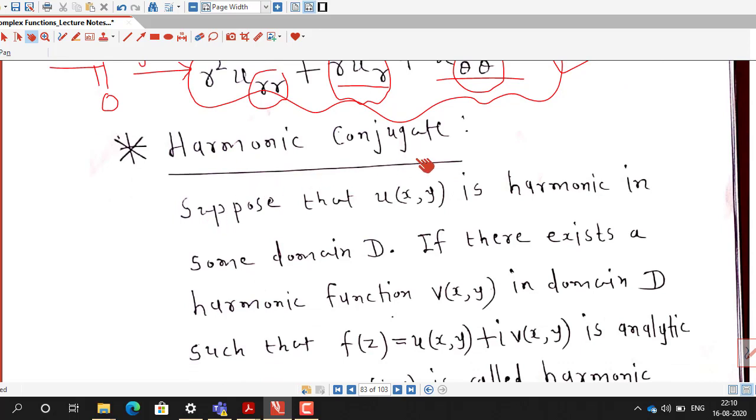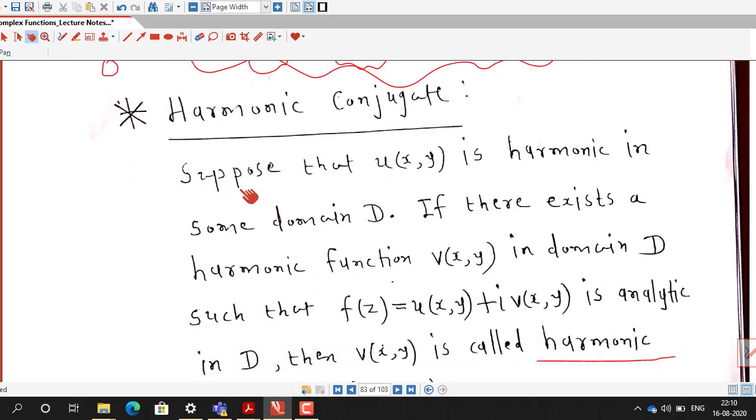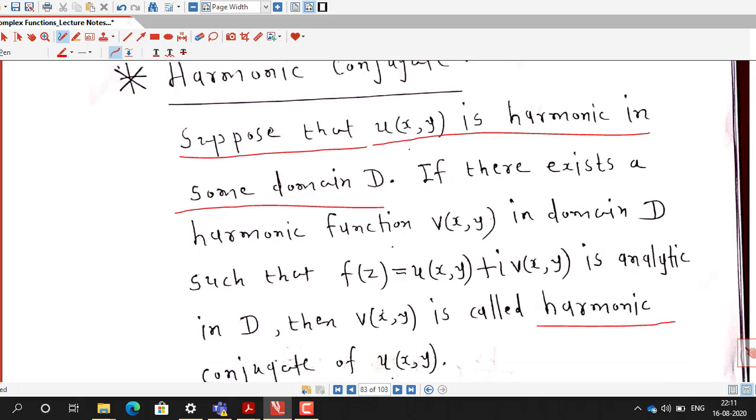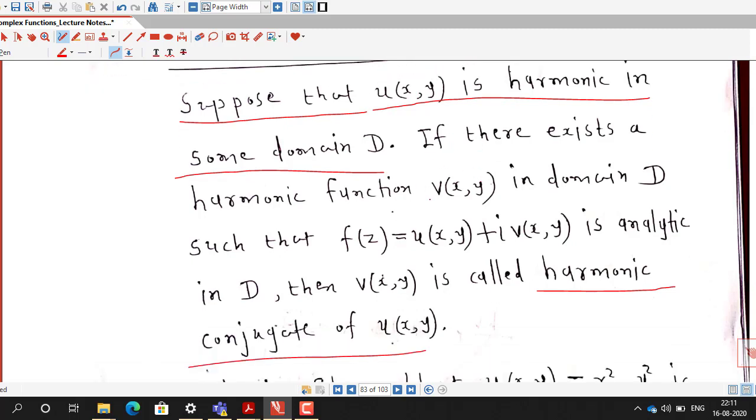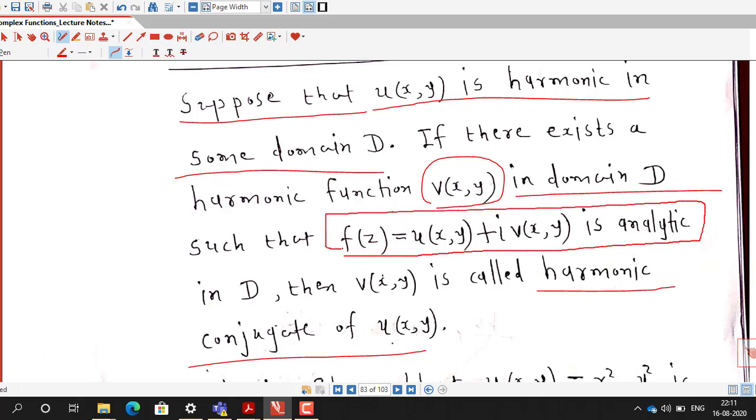The next definition is harmonic conjugate. Let us see the meaning of harmonic conjugate. Suppose u is a harmonic function in some domain D. Now if we can find another harmonic function, denoted by small v, in the domain D such that the function f(z) equal to u plus iv is analytic in D, then v(x, y) is called the harmonic conjugate of u(x, y). Okay, so I repeat again.